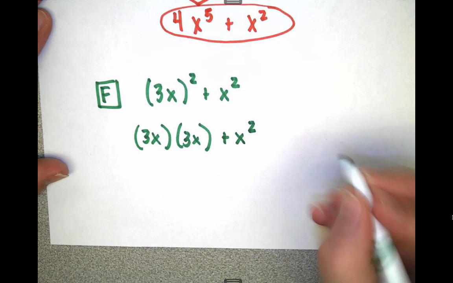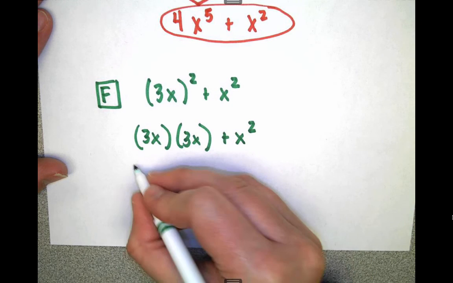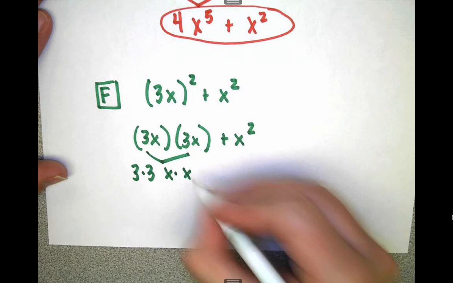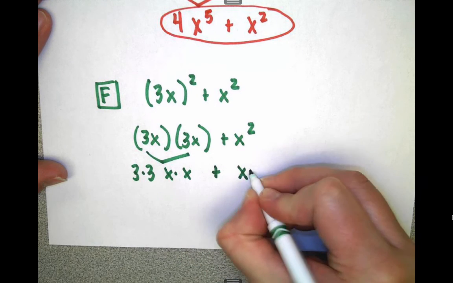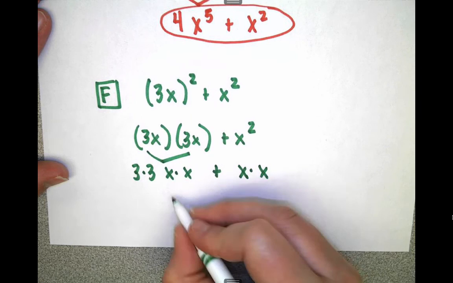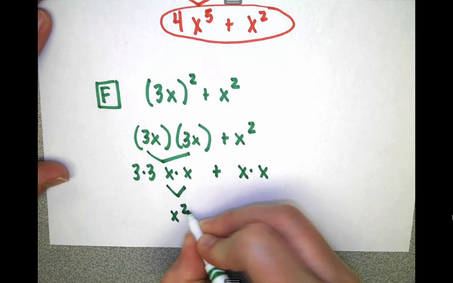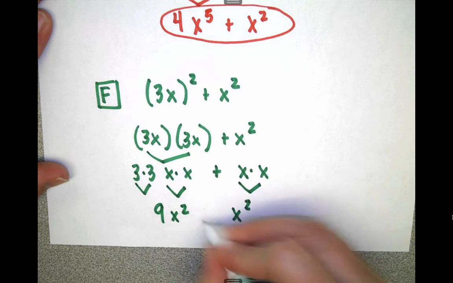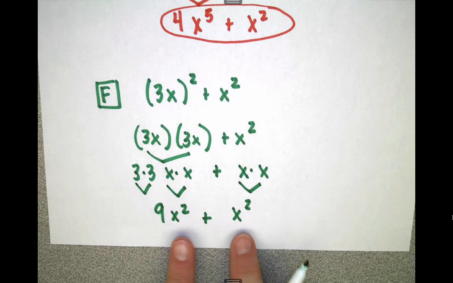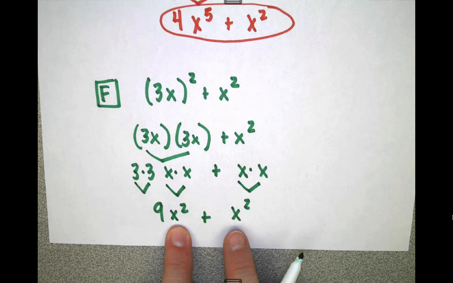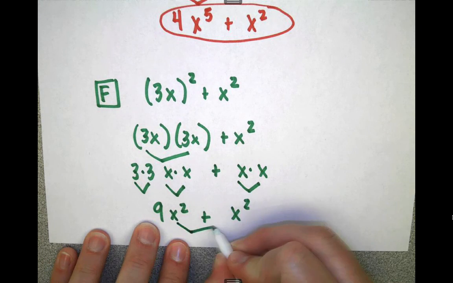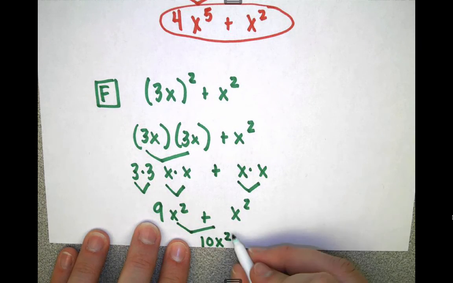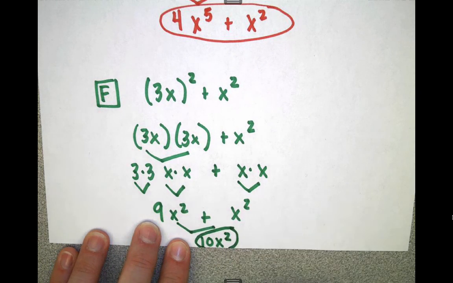So let's break this down into parts. 3x times 3x is 3 times 3 and x times x. That'd be all this. Plus x squared is x times x. Well, when I clean this up, x times x is x squared. 3 times 3 is 9. X times x is x squared, and we're adding them together. This time we have like terms. 9x squared plus x squared combines to 10x squared. We can actually put that together. So this thing actually simplified down to one term.